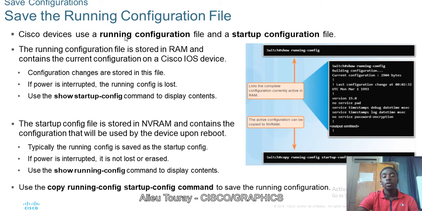So running configurations are stored in this RAM, and the startup configurations are stored in this NVRAM. So how do I access my startup configurations? I use the show startup-config command that will show me what commands I have saved, and show running-config will show me what commands I have available.